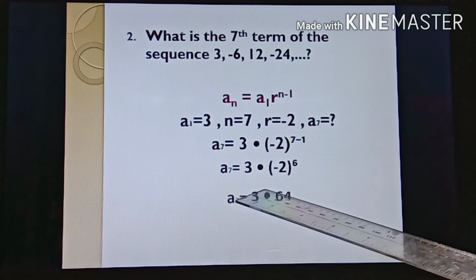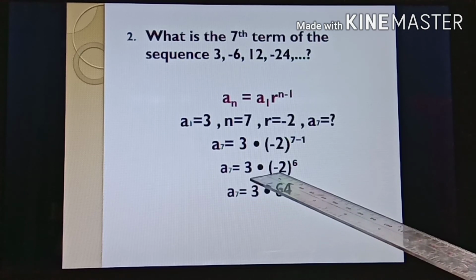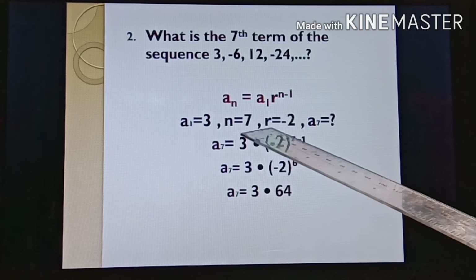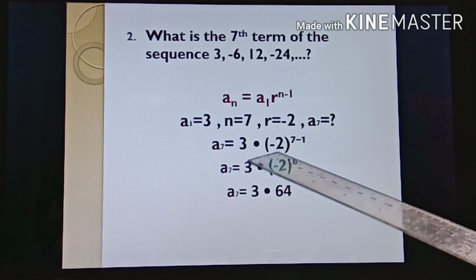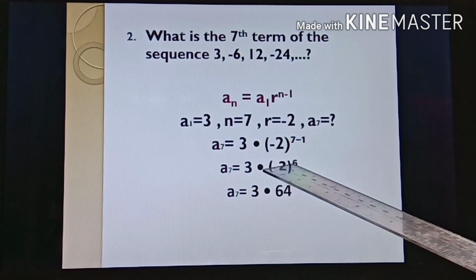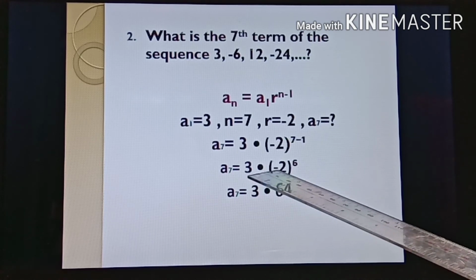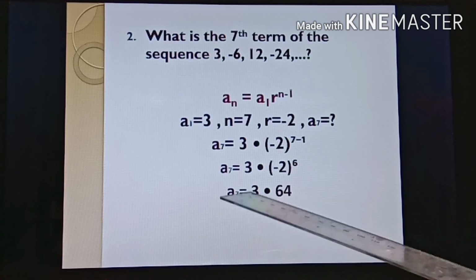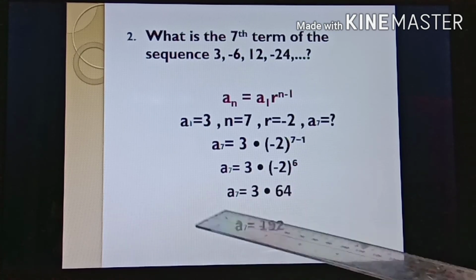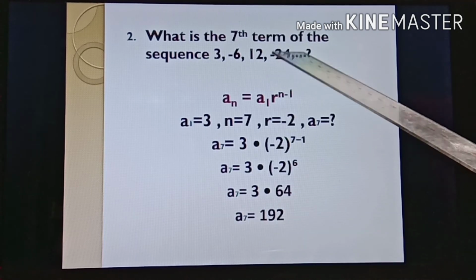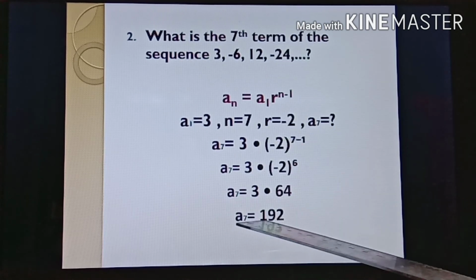Next is we will multiply negative 2 six times by itself. So negative 2 times negative 2 times negative 2 times negative 2 times negative 2 times negative 2. So the result is 64. Since the exponent is even, the sign will become positive. Nagiging positive 64. So 3 times 64 is 192. Therefore, the seventh term is 192.